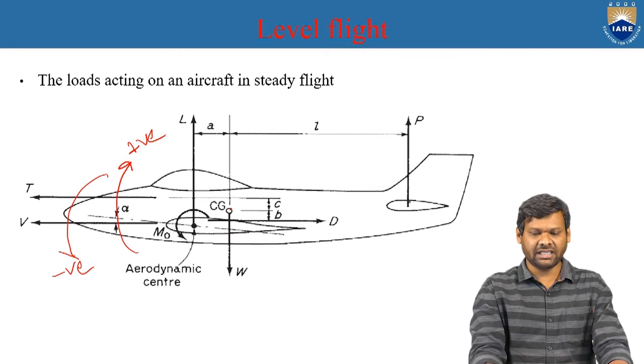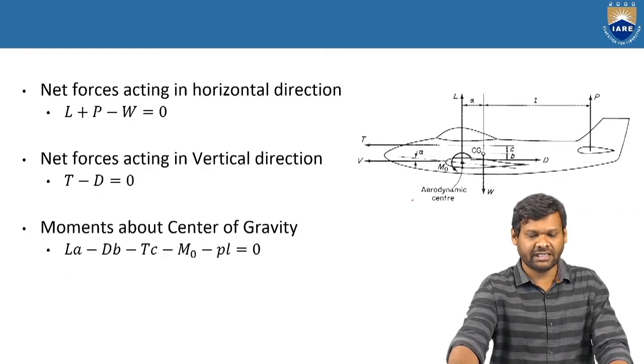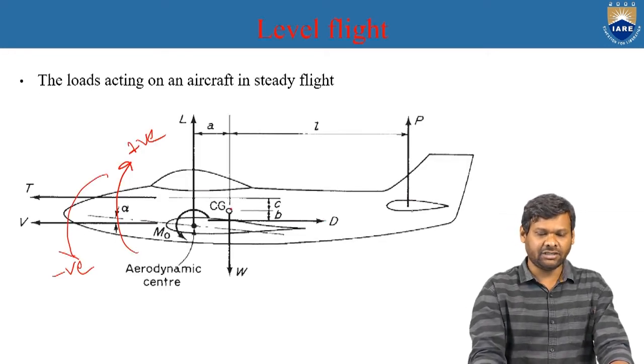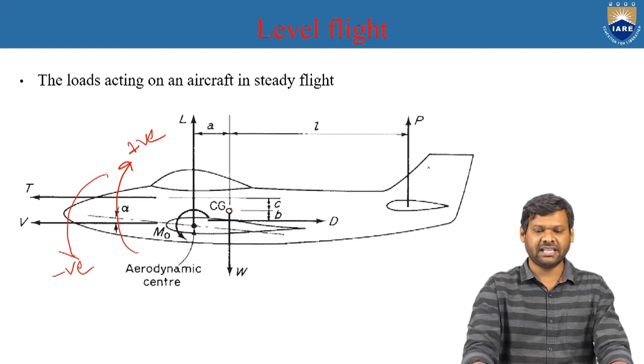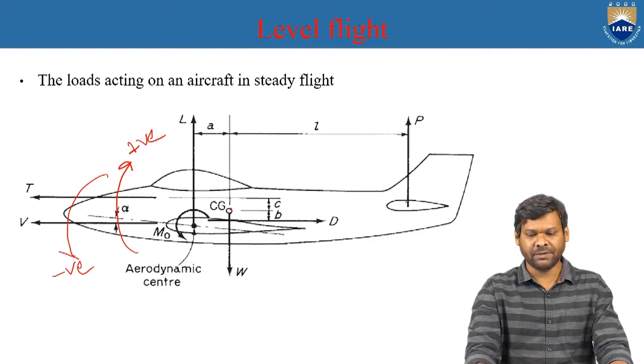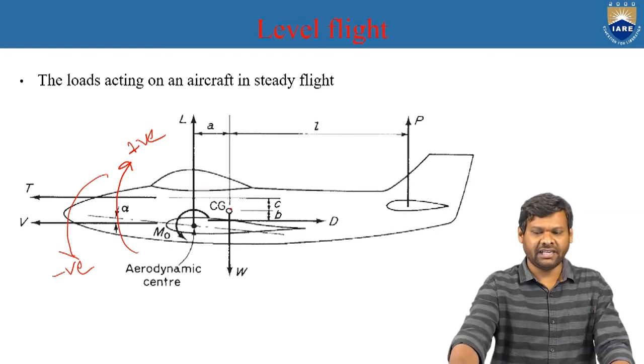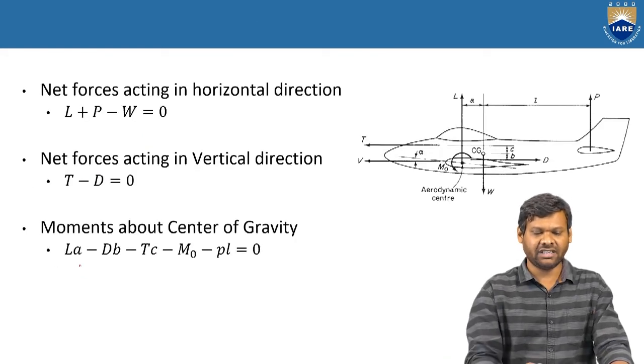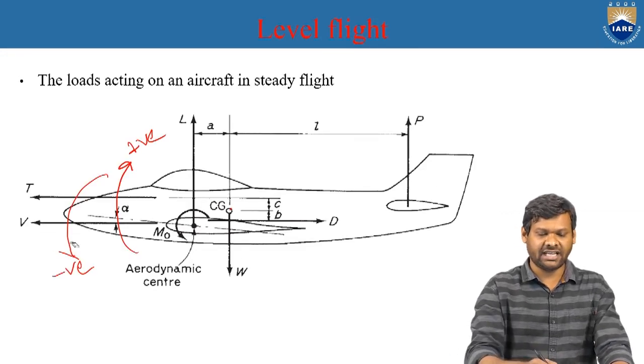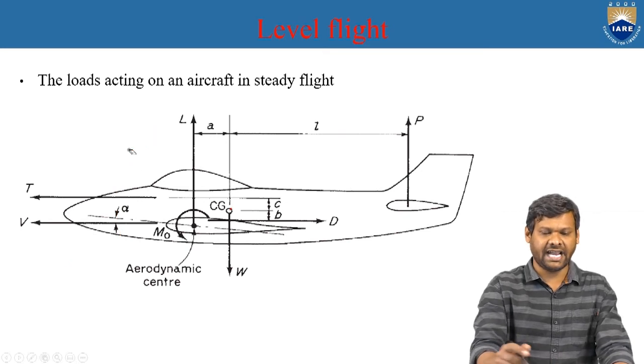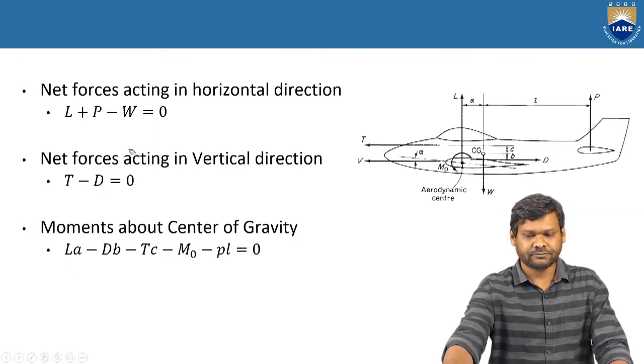And when you consider a tail plane, the load acting on the tail plane is a nose down position and we should take it as negative. And the distance from the center of gravity to the force P is L. And the moment produced by the force P is PL. Finally, when we sum this up, what we get is LA minus dB minus Tc minus M naught minus PL. This is the moment which is acting on an airplane.